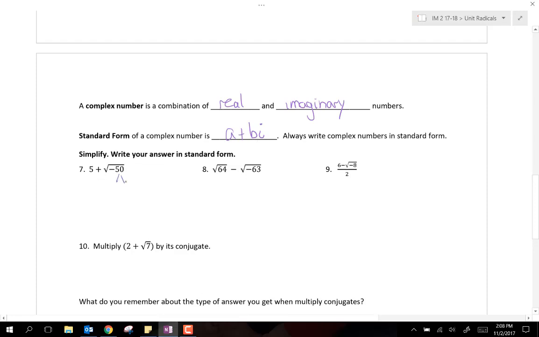So here we can break down 50 into 10 and 5. That's 5 and 2. I have a pair of 5s that I'm bringing out. I have the 2 left over inside, and I have the negative coming out as an i. And I have 5 plus that, because I don't have like terms, I can't add them together. Next one, square root of 64 is 8 minus, break down 63, 9 and 7, that's 3 and 3.